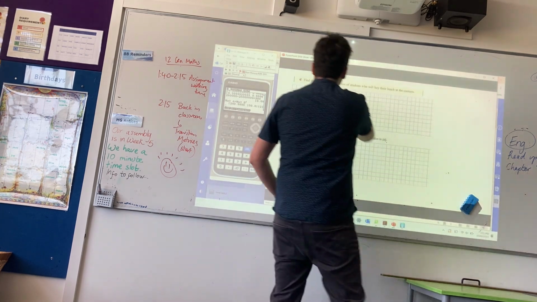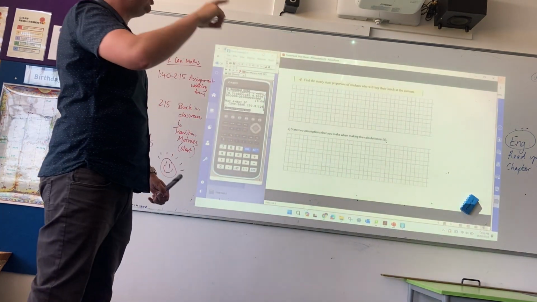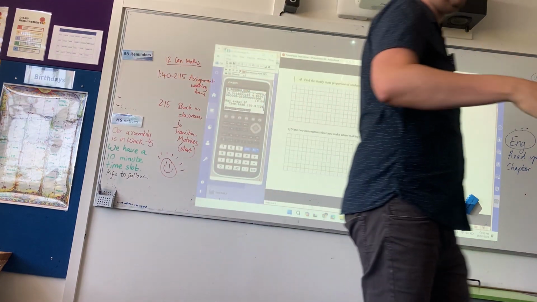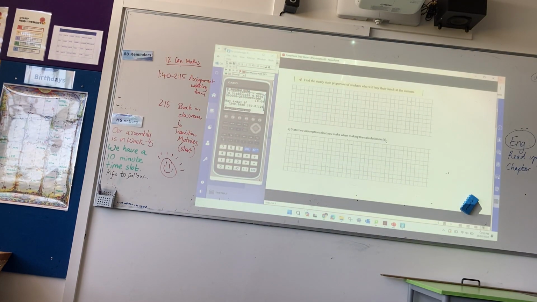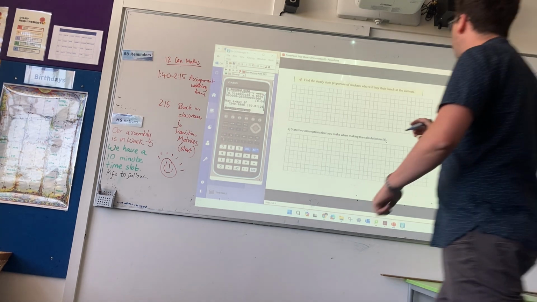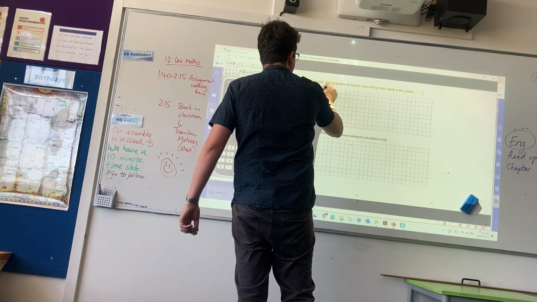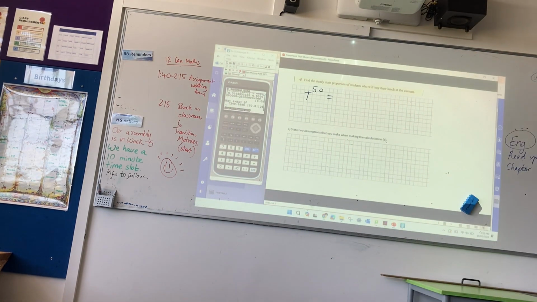Okay, it says, find the steady state proportions of students who will buy their lunch at the canteen. Steady state proportions. What did we notice in the previous question? How did we work out what the long-term percentages were going to be? What did we do to matrix T? Yeah, we did it to the power of 30, didn't we? A really high power. Why don't we just try doing it to the power of 50 and see what happens? Again, have a bit of a play.